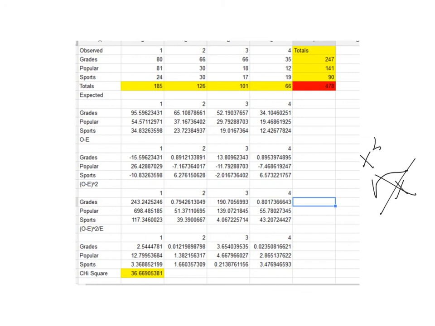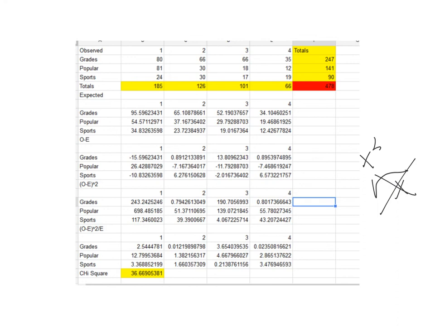So that's the square. Now the next step in the chi-square test statistic is divide each of these squared differences by the expected. So this number got divided by that number, and that's what the result was. I did this number divided by this number, got that. Did that for all 12 cells. Then I added them up, and that's my test statistic, 36.69669.